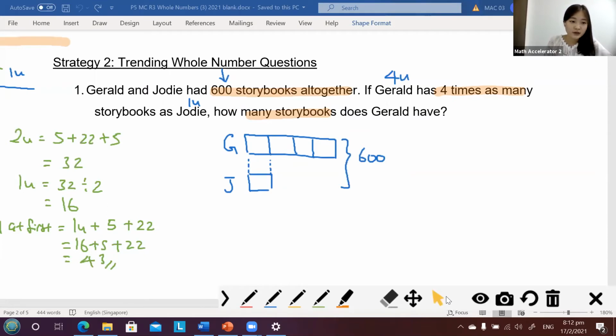So I give you about 1 or 2 minutes. Can you try this question by yourself first? Using the model, find out how many storybooks Gerald has. Then you type your answer in the chat. They want Gerald. How many storybooks Gerald has?